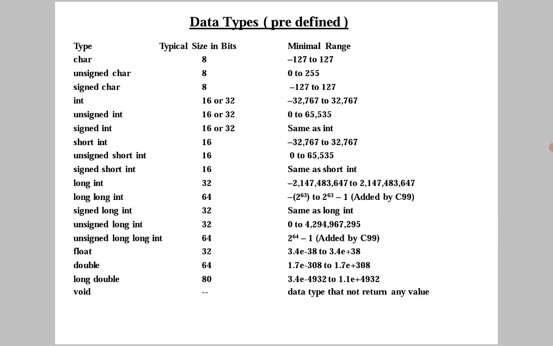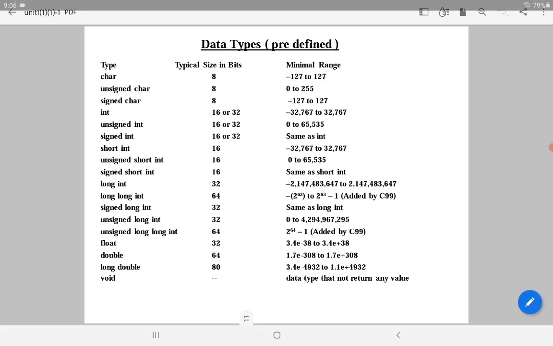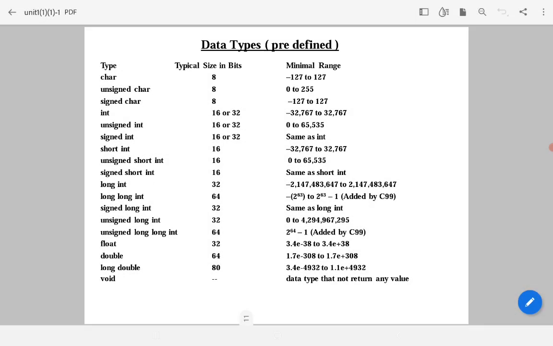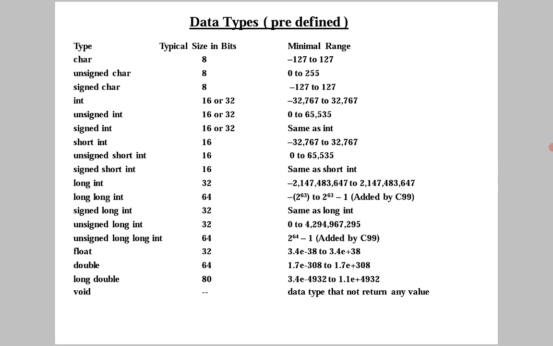The first data type is char, which means character data type. Char data types are used to store a single character of information. It occupies 8 bits or 1 byte, because 8 bits means 1 byte, which is used to store 1 byte of information in the internal memory. The range is minus 127 to plus 127.